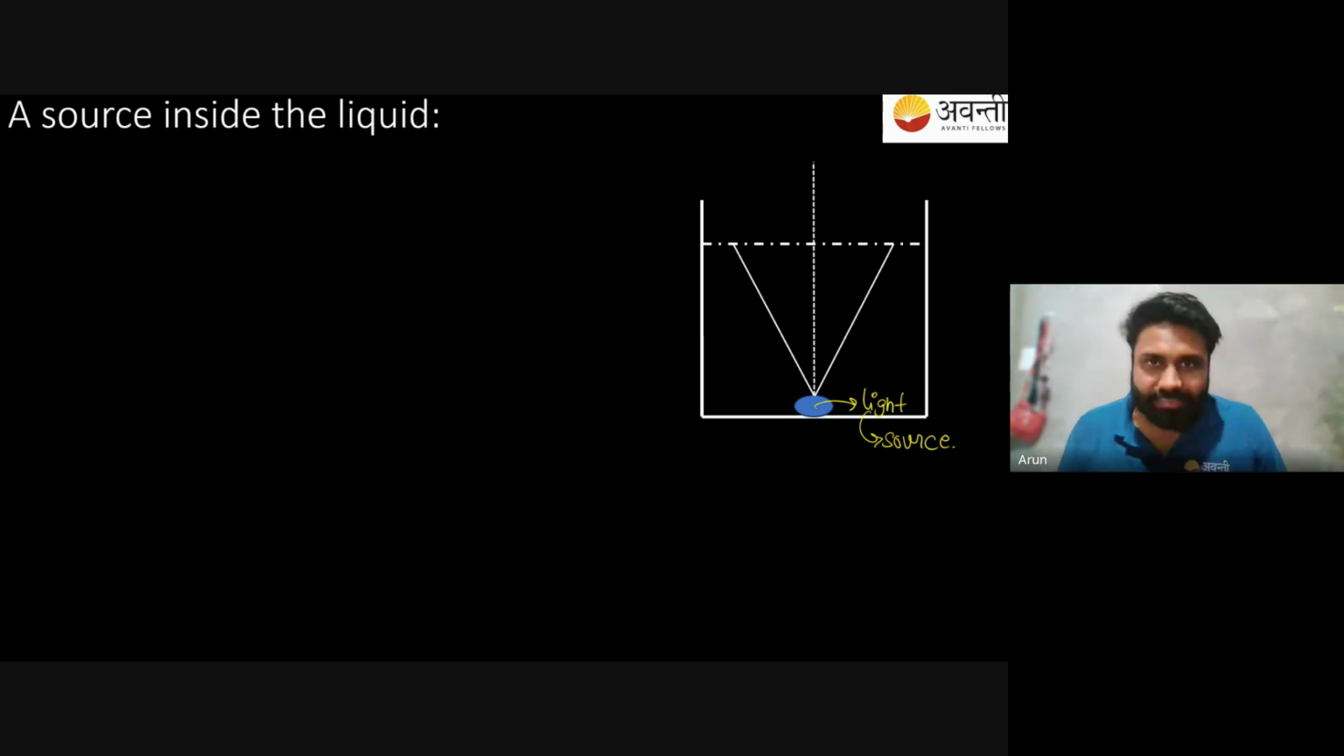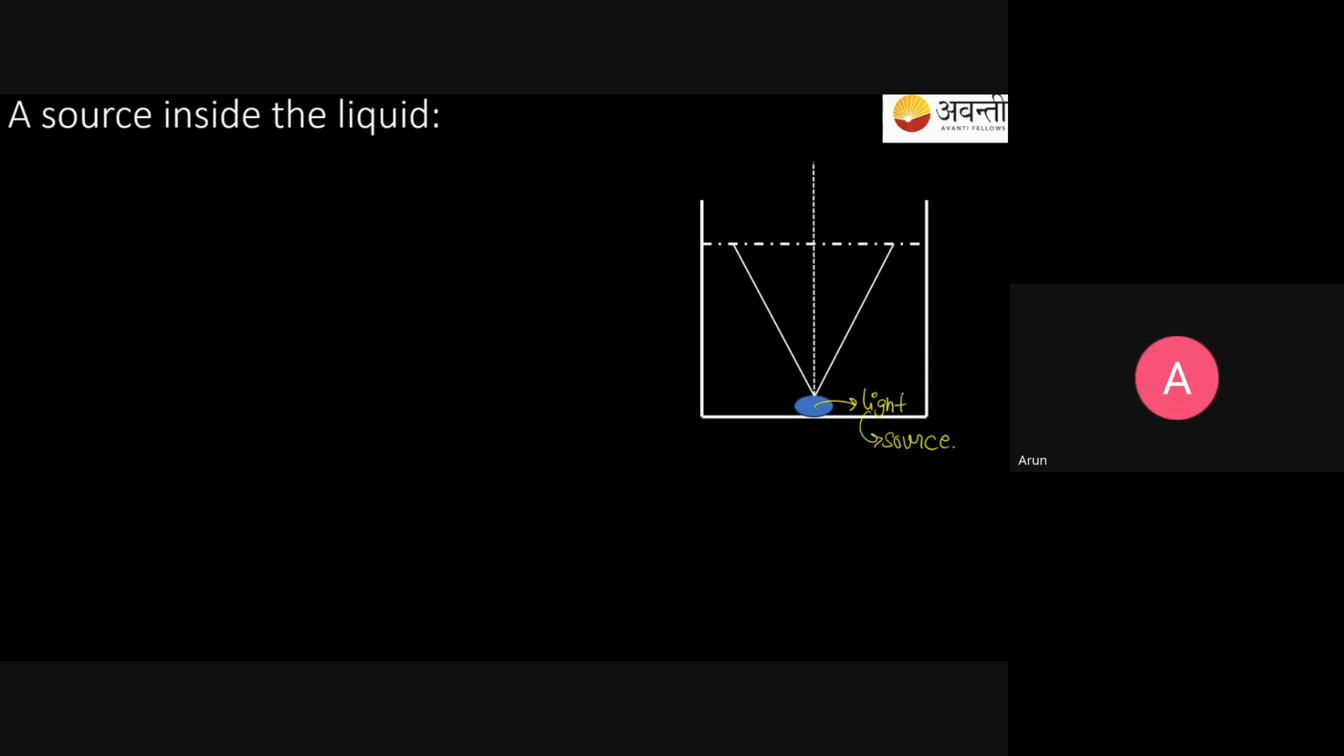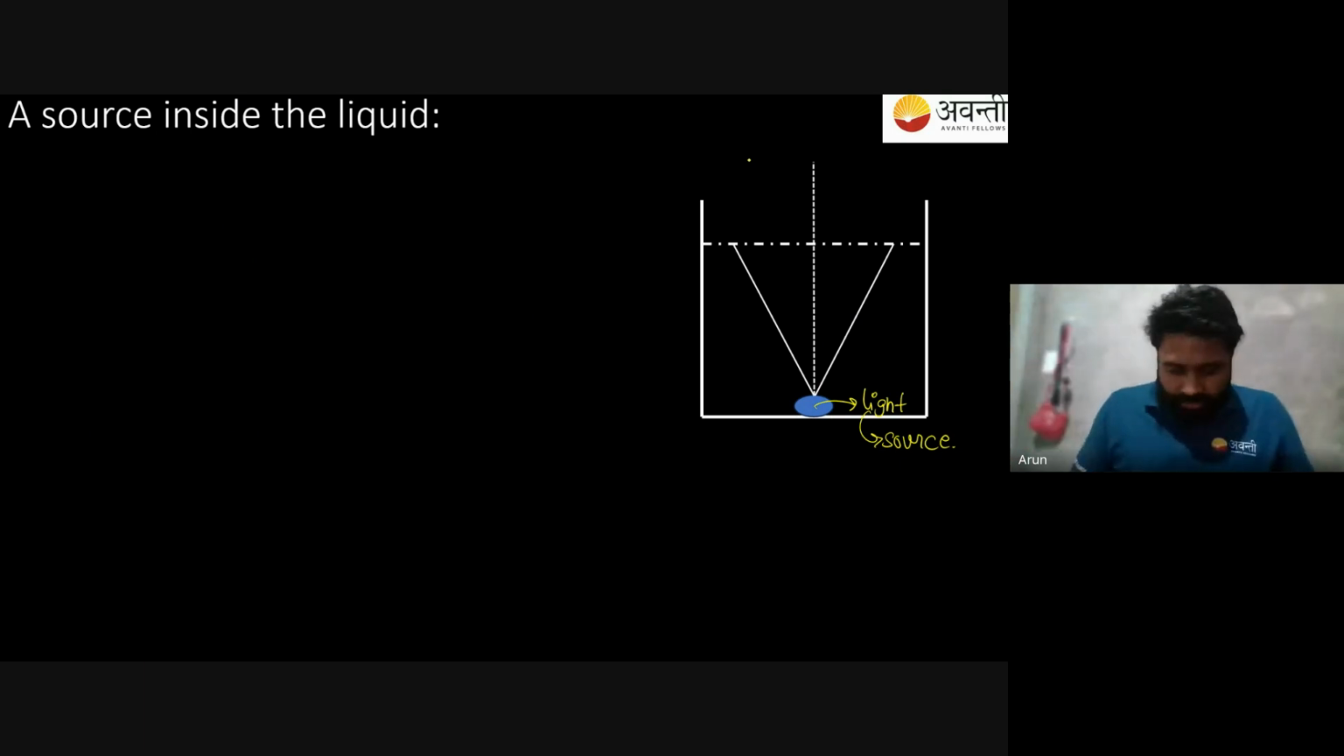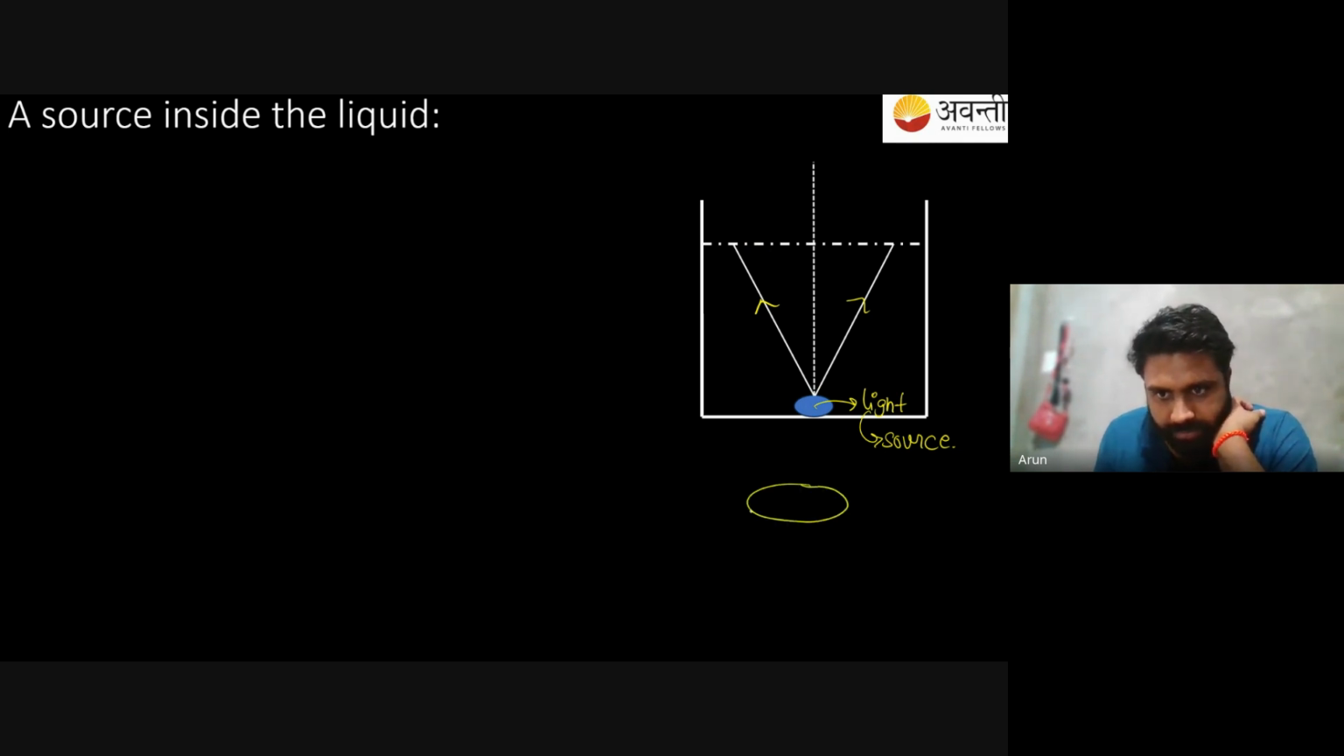Okay, just give me 10 seconds. Huh? Okay, okay. So sorry for the trouble. Now, a source inside the liquid I am talking about. This is the light source that we have. It is sending light in this direction and in this direction. Okay. So this would appear as a cone of light.